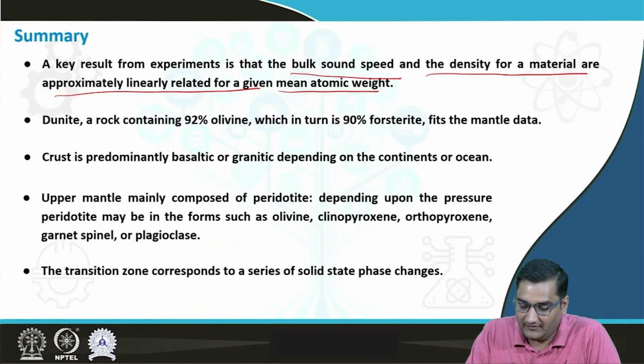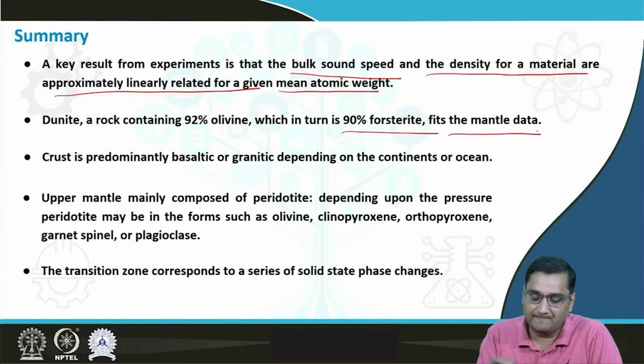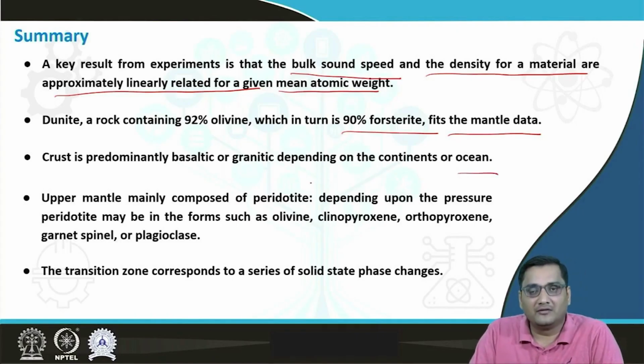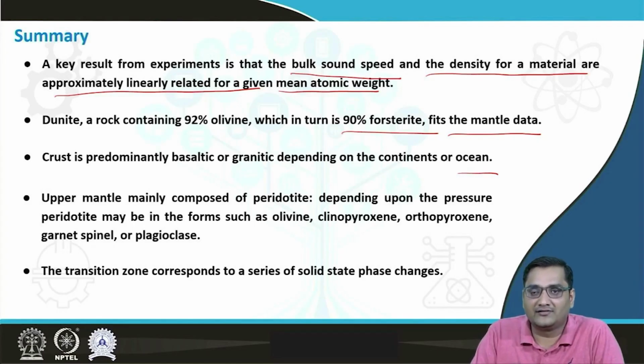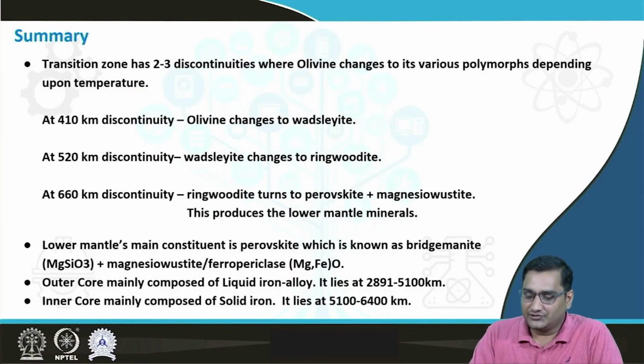And then what we have learnt is that dunite, that is a rock containing 92% olivine, which in turn is 90% forsterite, fits the mantle data. Crust is predominantly basaltic or granitic depending upon the continent or the ocean. Upper mantle mainly comprises peridotite, and based on the pressure variation it may form minerals such as olivine, clinopyroxene, orthopyroxene, garnet, spinel or plagioclase. In the transition zone, a series of solid state phase changes occurs. In the transition zone, 2-3 discontinuities are there, where the olivine changes to its various polymorphs depending upon temperature.